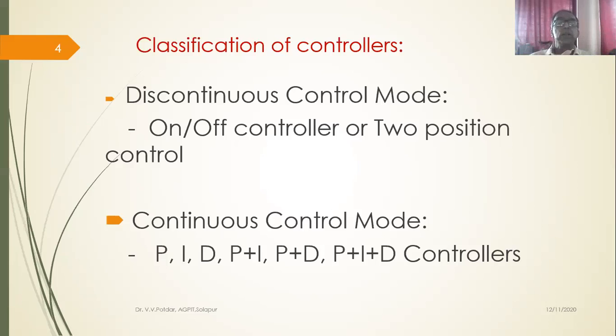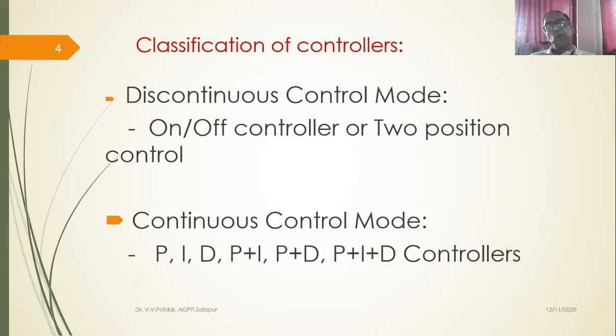Now, in discontinuous control mode, as I repeatedly told you, discontinuous with respect to time, continuous with respect to time. So in discontinuous control mode, I have got on-off controller or two-position controller. The simplest case of on-off controller is switch. That is either on, only two states are possible, either on or off. So it is also called two-position controller.